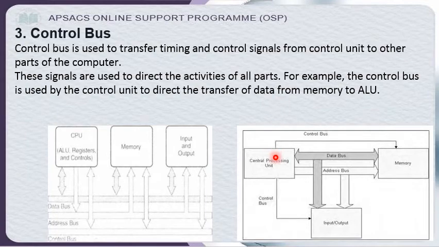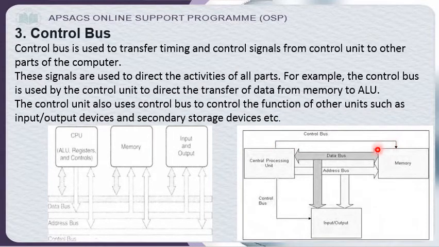All the parts are instructed through the control bus to perform their activity. For example, the control bus is used by the control unit to direct the transfer of data from memory to the ALU. A control signal is sent from the control unit to the main memory, which sends the data through the data bus to the microprocessor. But the order, or control signal, is sent through the control bus.